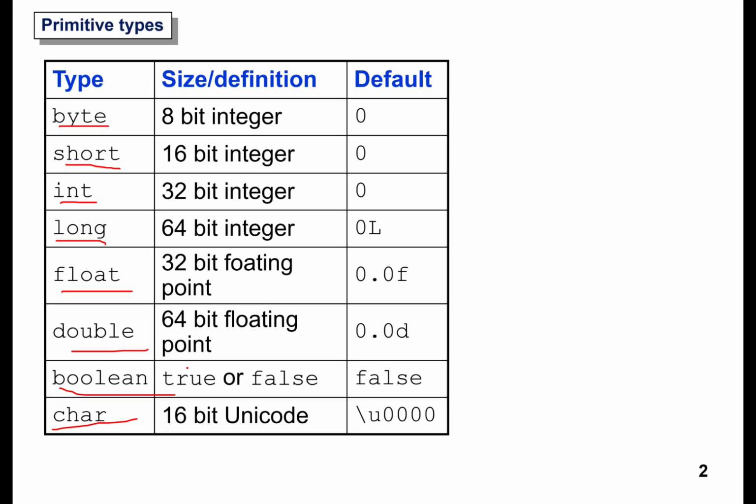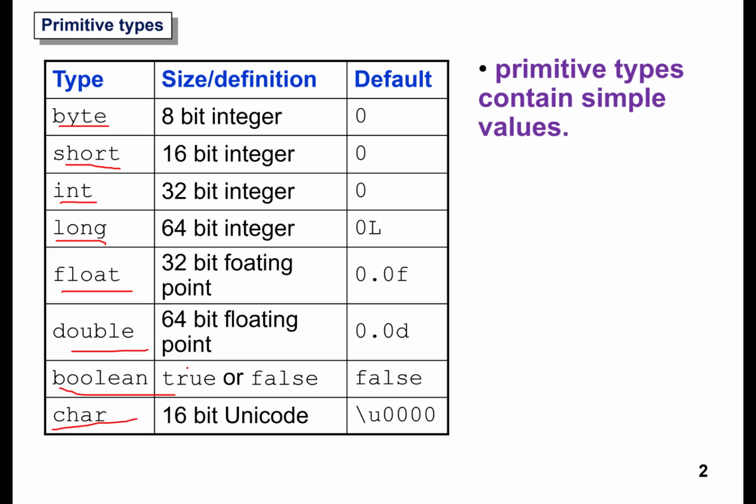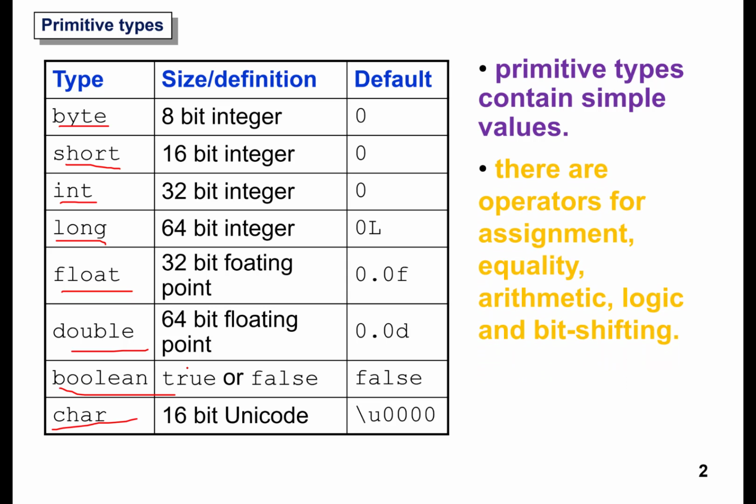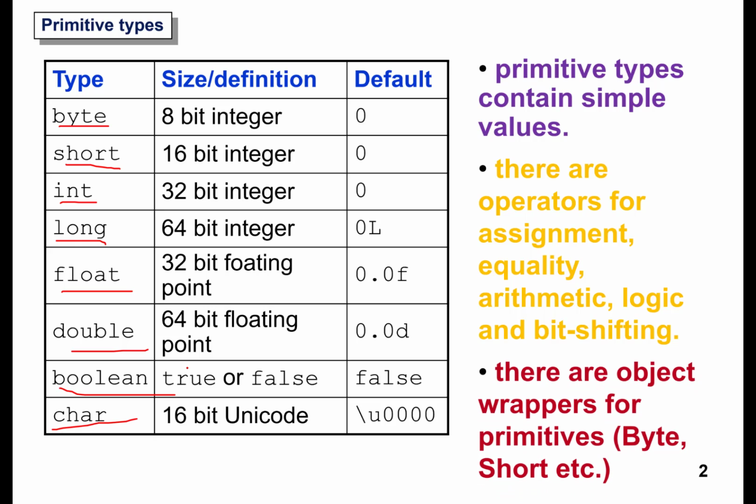Primitive types are special, and they're different to all other types that you could have. So primitive types contain simple values. There are operators for assignment, equality, arithmetic, logic, and bit shifting. And there are object wrappers for primitive types. For example, there is a byte wrapper for the byte primitive type and a short wrapper for the short primitive type. And you would use these wrappers to perform useful operations on your variables, such as comparing variables together or converting between different types.